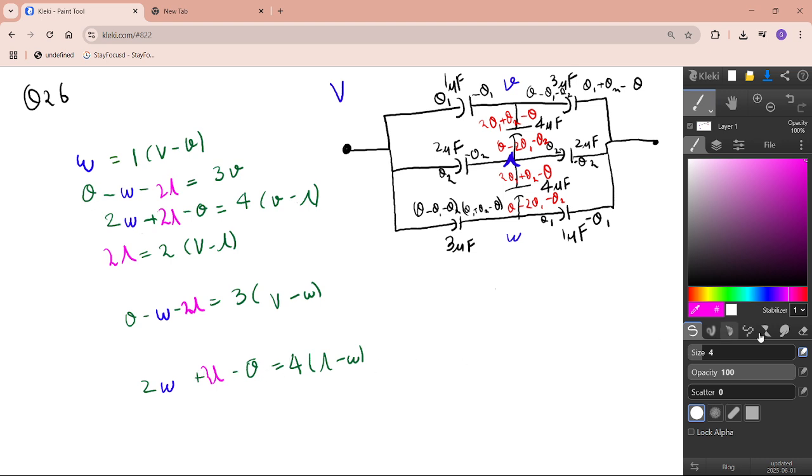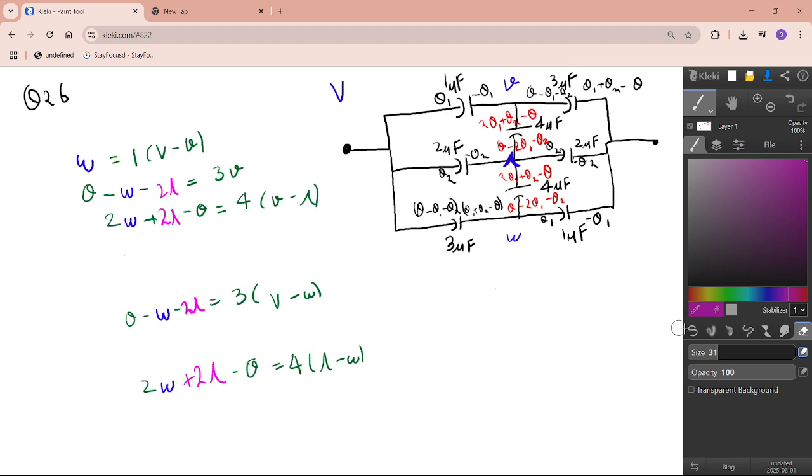Okay. Now there's no way, we'll have to solve a bit of the equation. So 2 and 2 here gets cut. So lambda is equal to V minus lambda, or 2 lambda is equal to V.